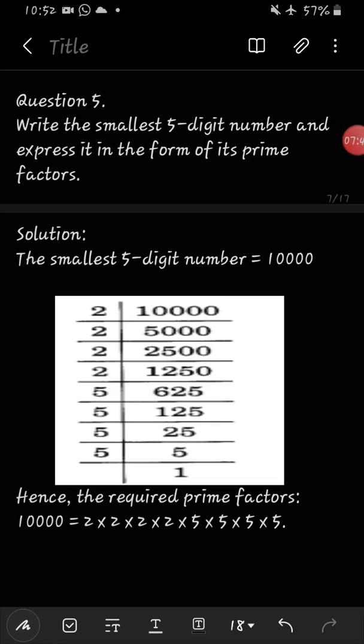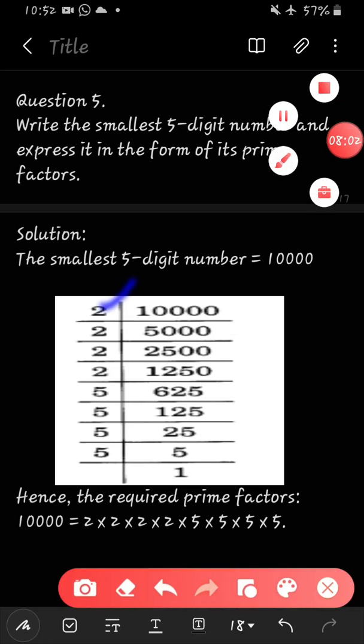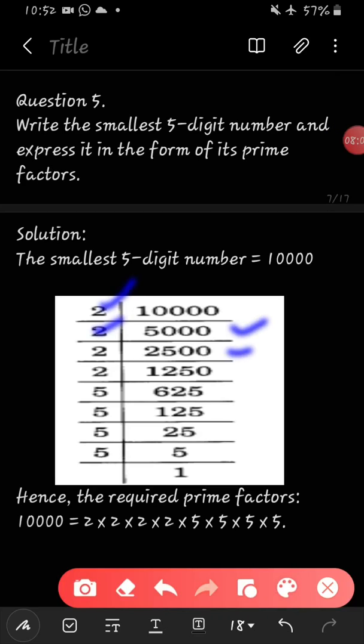Question number 5 is a bit similar to question number 4. Here it is given, write the smallest 5-digit number and express it in the form of its prime factors. So the smallest 5-digit number we all know, that is 10,000. Same, we are finding the factors, like 2 into 5,000 is 10,000. Then 2 into 2,500 is 5,000. 2 into 1,250 is 2,500. Then 2 into 625 is 1,250.